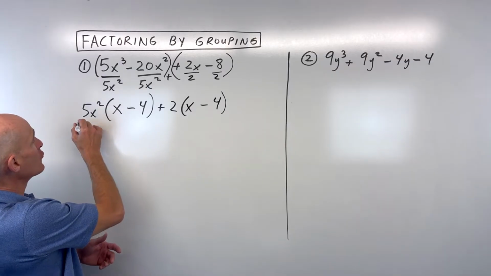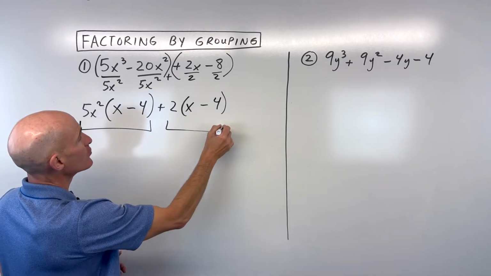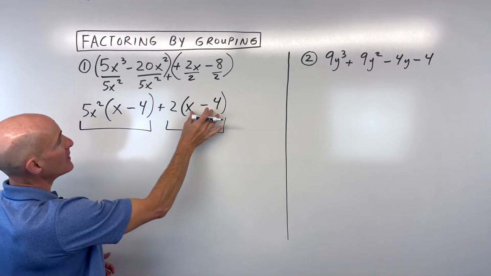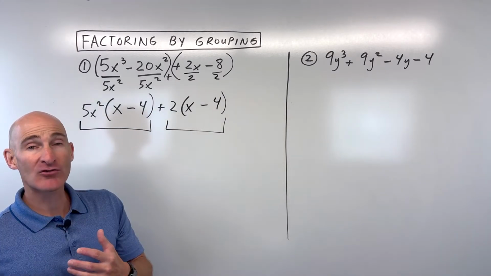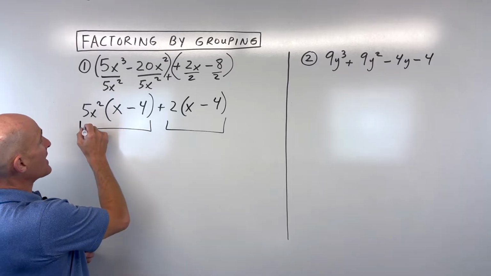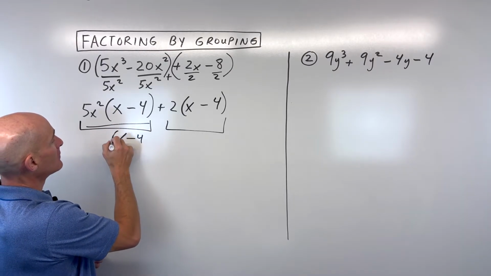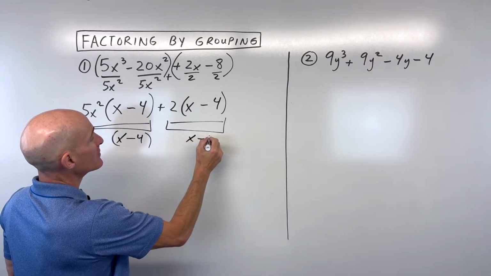We've got this group right here. We've got this group right here. What do they have in common? Looks like they both have an x minus 4. So we're going to factor out, or divide out, this x minus 4 from both of these groups.